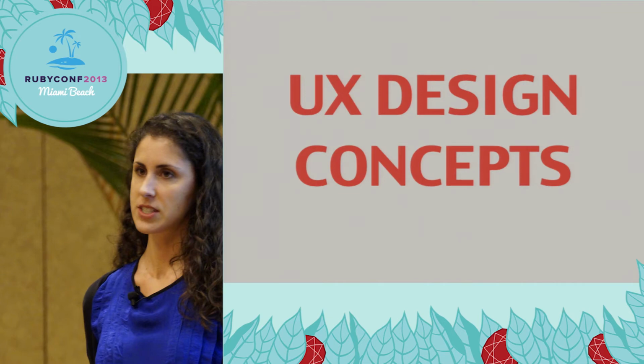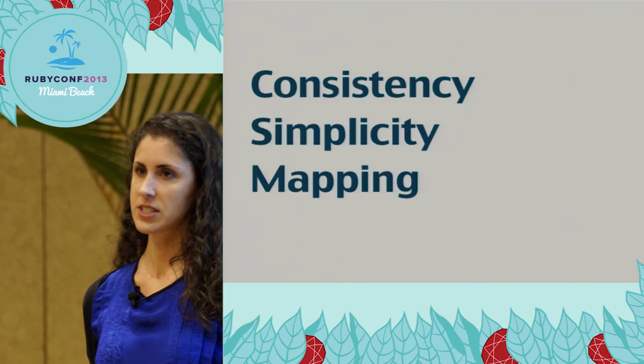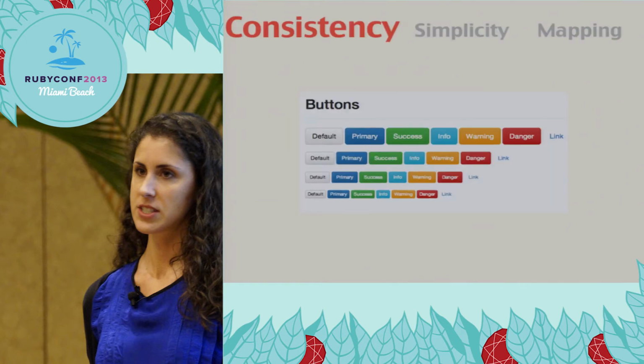The second thing is concepts. We have a number of user experience concepts. I'm not a user experience expert, but there are a couple of them that do apply to gem API design and development. We're going to focus on 3 of them: consistency, simplicity, and mapping. Consistency is what you might think of as a symbol in your system or an interface element that a user interacts with that has a specific effect on the system.